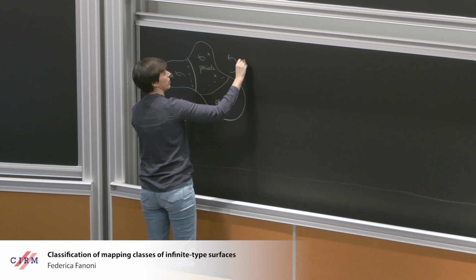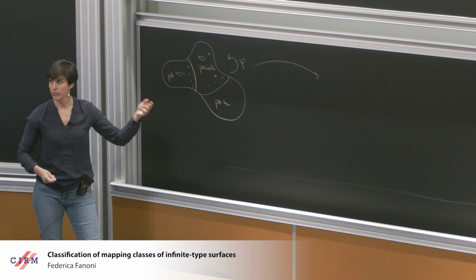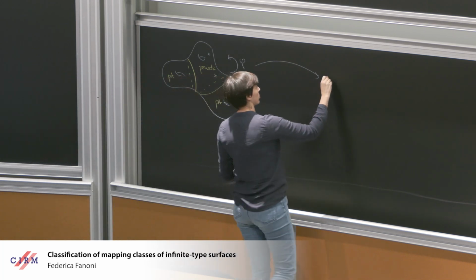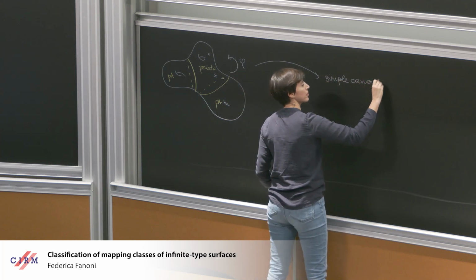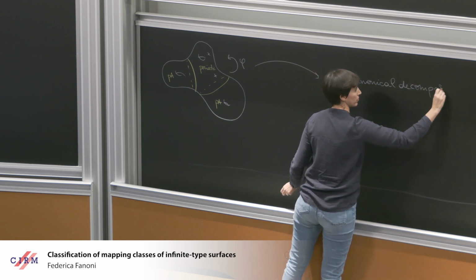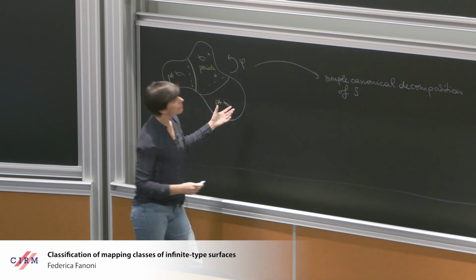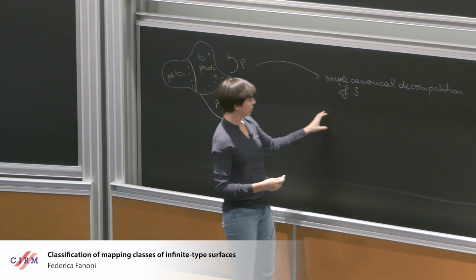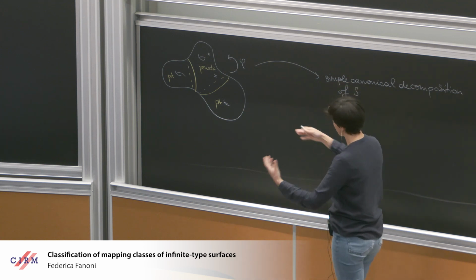So here I have my phi. So the point is, I start with my phi, and what I get is a simple decomposition, which is canonical, of the surface, and a list of prototype maps. And I can just put these prototype maps on these pieces, and I can glue them back to get any element.